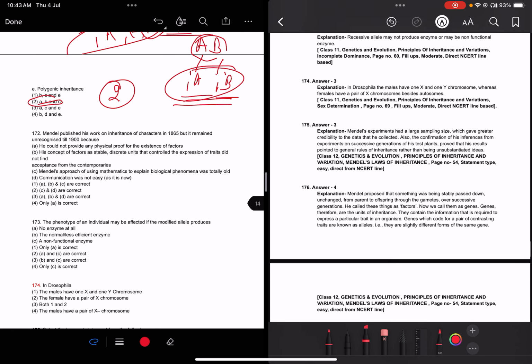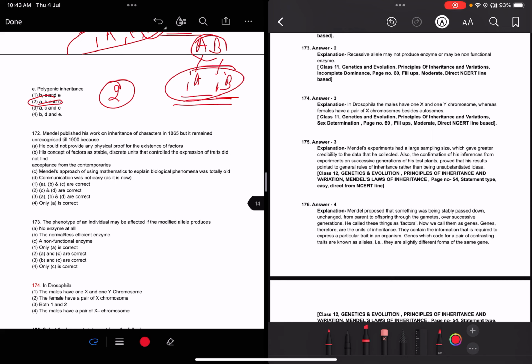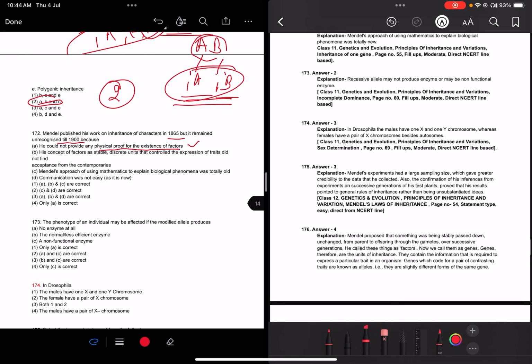Now move on to 172. Read the question carefully. Mendel published his work on inheritance in 1865, but it remained unrecognized till 1900. This is a question directly from NCERT, so we should highlight the NCERT line. He could not provide any physical proof of the existence of factors. These factors are now known as genes, but no physical existence was provided by Mendel. This is an NCERT line, completely correct.